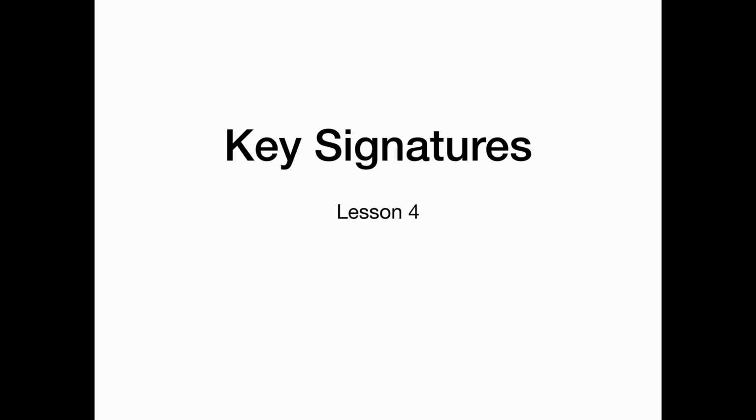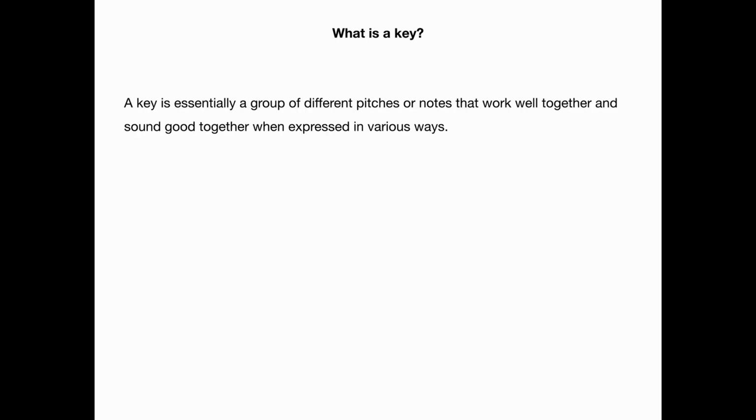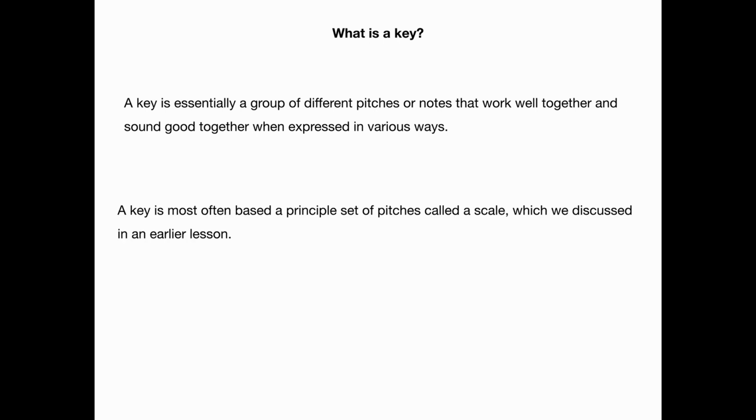So the first question we need to figure out is what exactly do we mean by a key? A key is essentially a group of different pitches or notes that work well together and sound well together when expressed in various ways. It's most often based on a principal set of pitches called a scale, which is something we discussed in an earlier lesson, which I will link in the description below. And so the collection of sharps or flats that we see at the beginning of a piece of music often correlate to those that feature throughout a particular scale.